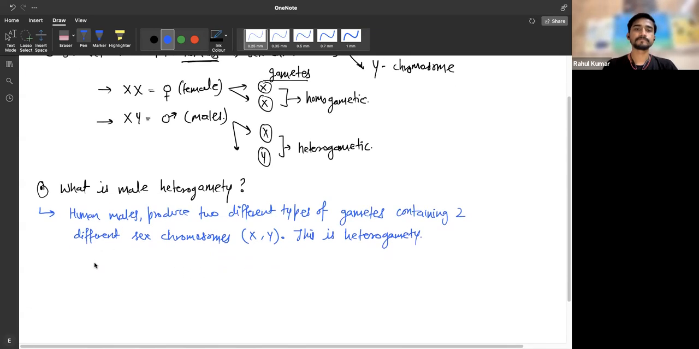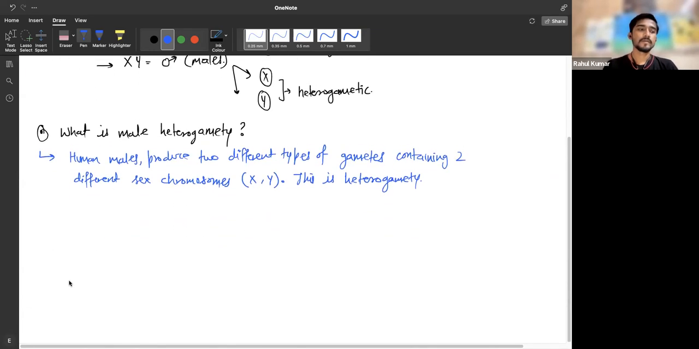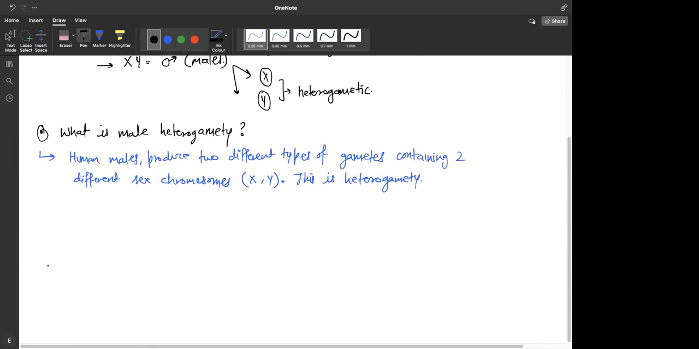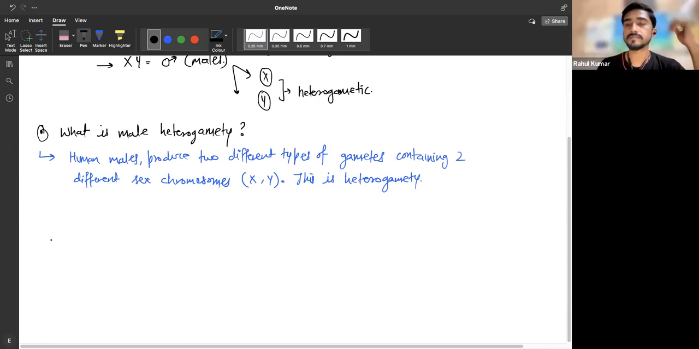Okay. Is it clear? Yes, sir. In some species of organisms, there is female heterogamety also. So write down, in many birds, in other organisms like birds.